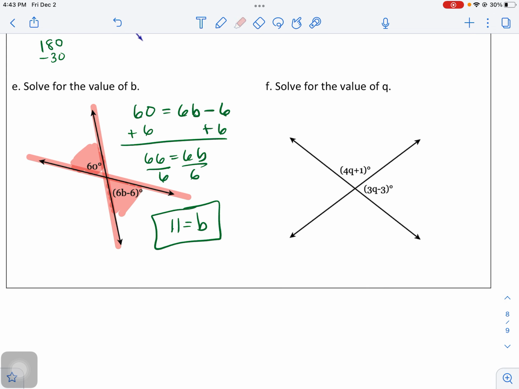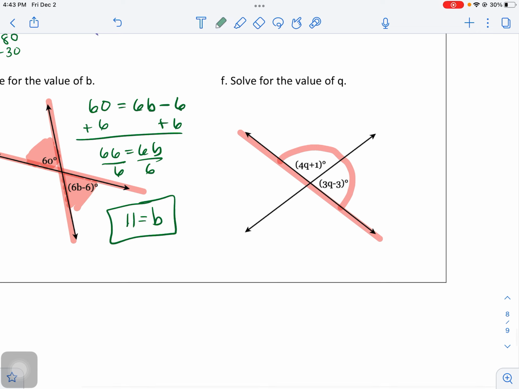And this guy, I see my two straight lines right here. But notice I don't have anything across from each other like the last problem. There's nothing across from each other. So what I do see is two lines next to each other. And remember, we call that a linear pair. Linear pairs add to be 180 degrees. So what I can do is say 4q plus 1 plus 3q minus 3 equals 180 degrees. They're a linear pair. They're supplementary. That means they add to 180 degrees.